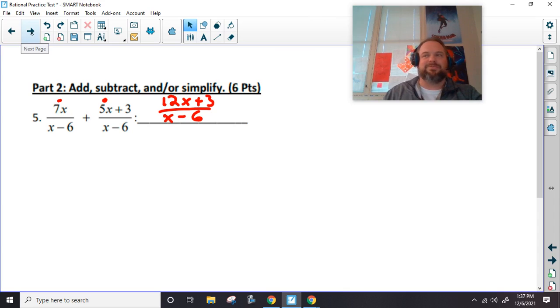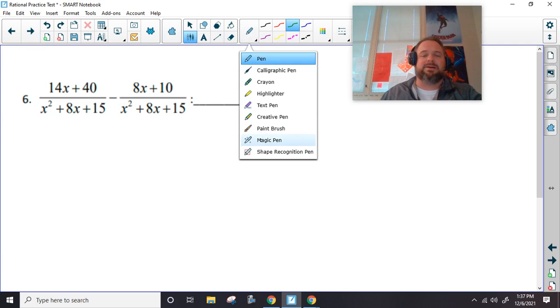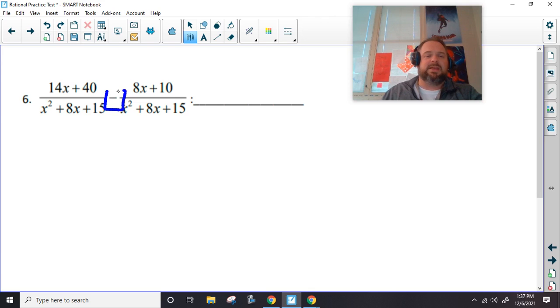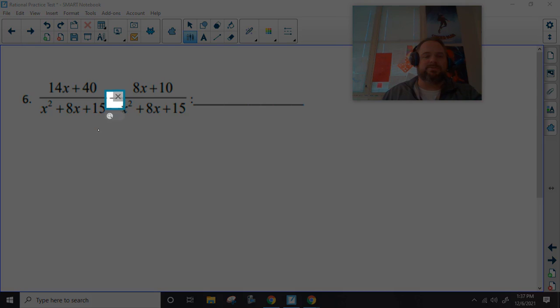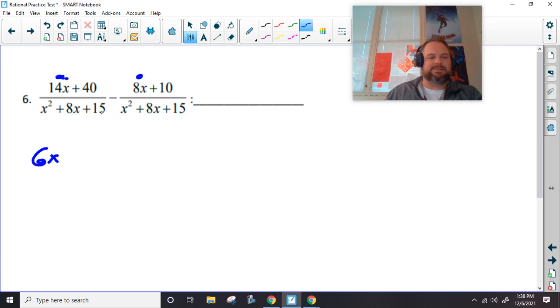All right, so that was number 5. And then there was a big discussion in second block of why I subtracted. I had to use the zoom in factor. I'm like, this is a subtraction sign. They're like, oh, I didn't see it. So let's see, 14 minus 8 is 6x. And then 40 minus 10 is 30.